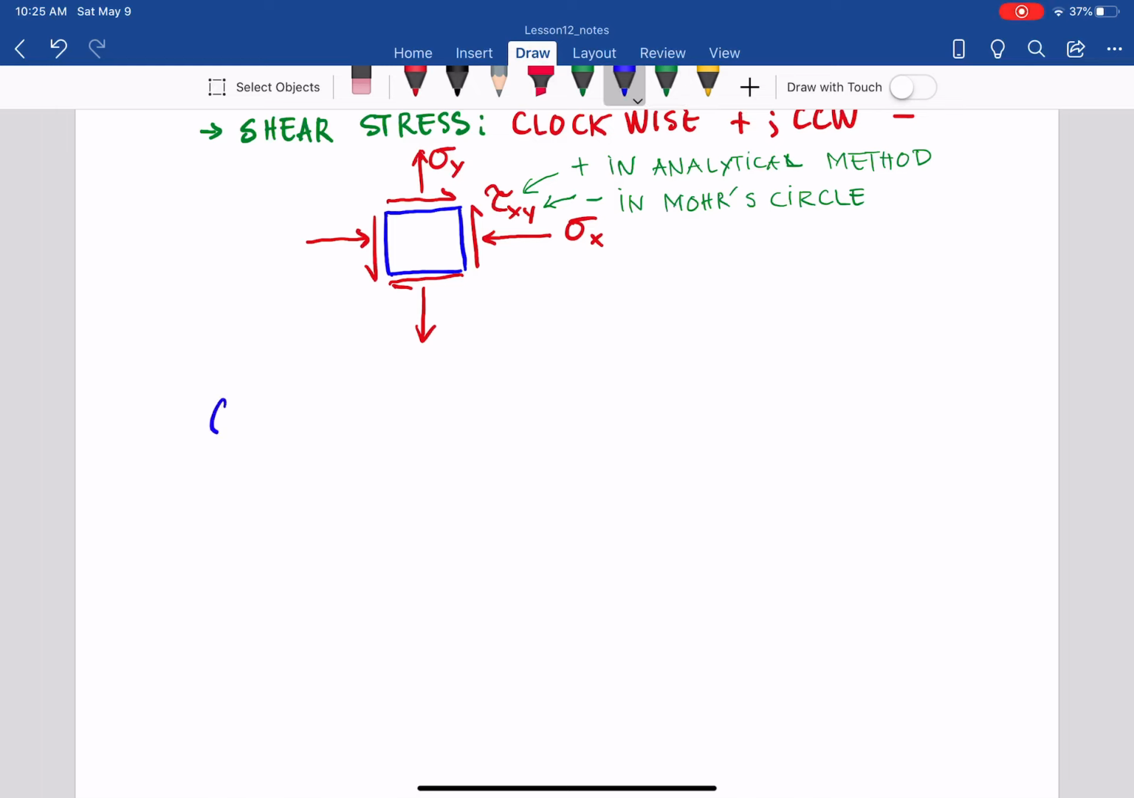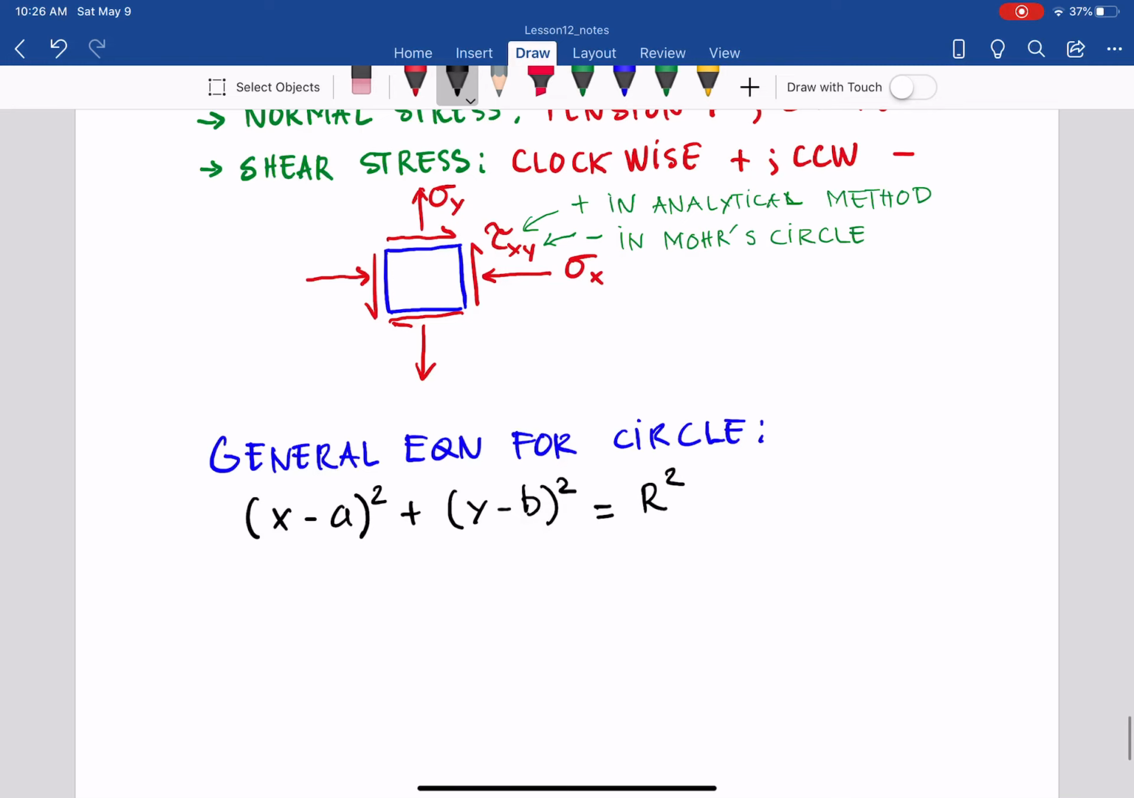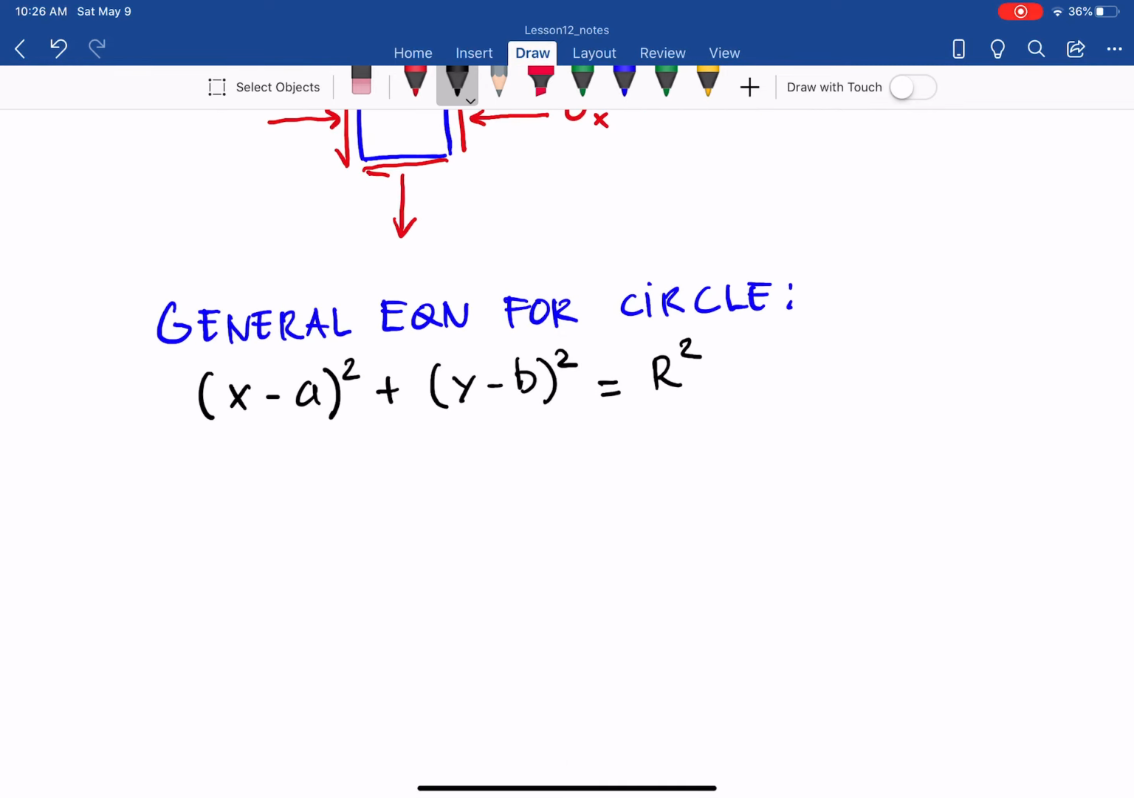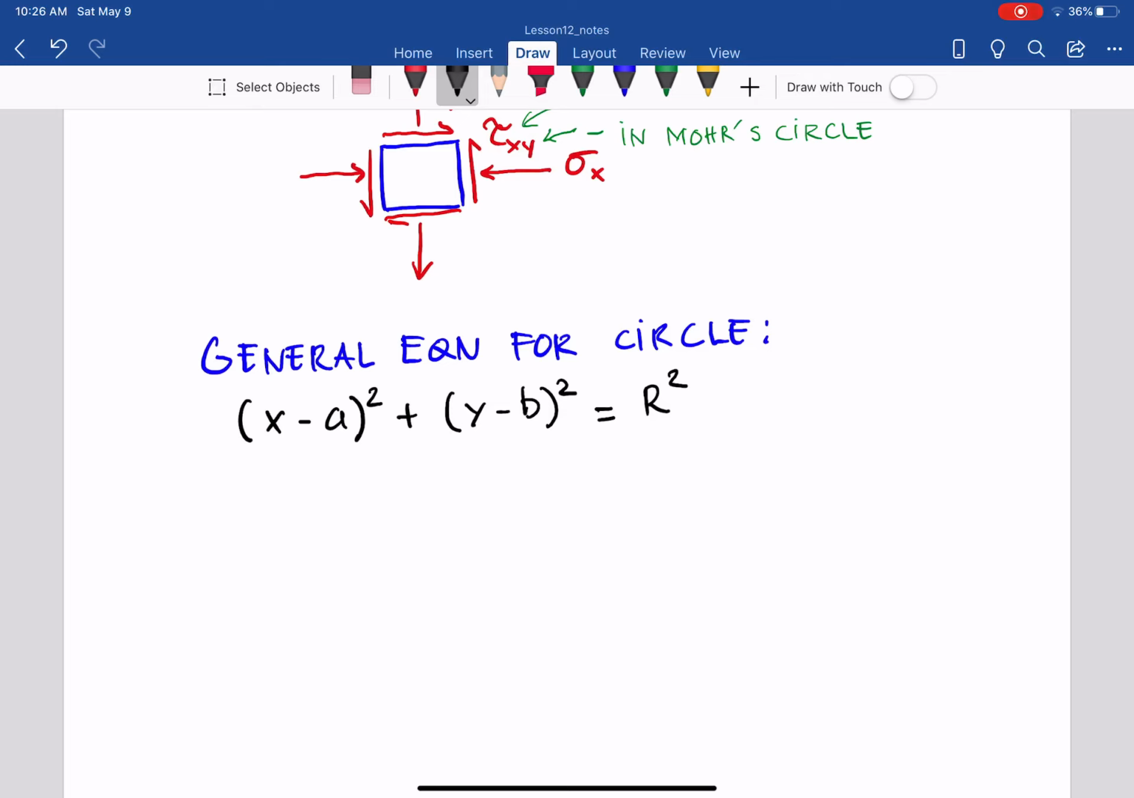So, the general equation for a circle. And if you know the equation for the Mohr circle, as you can see in your calculus, x minus a squared plus y minus b squared equals the radius squared. So any point on the circle will satisfy that equation, and in that case, a and b are the coordinates of the center of the circle.